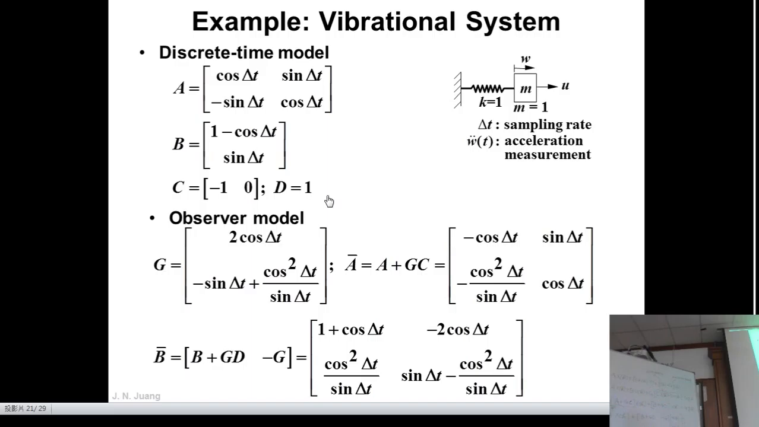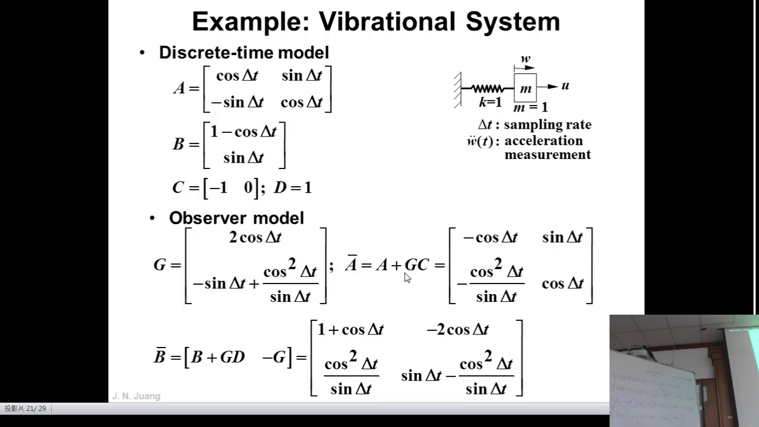So by some reason or by some magic, you agree that this is the G I want. And then we'll see what happens. Now, if I give you the G called 2 cosine delta T and minus sine delta T for second terms, plus cosine square delta T divided by sine delta T, that's my G. G is a 2 by 1 vector here.